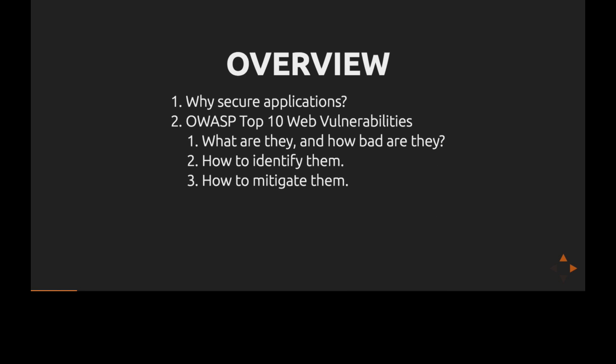So just an overview of what we're going to be talking about today. We're going to be talking about what secure applications are and why we care about them. After we've done that, we're going to move into the OWASP top 10 vulnerabilities. We're going to talk about what they are, how bad they are, how to help identify them if you encounter them, and then how to mitigate against them.